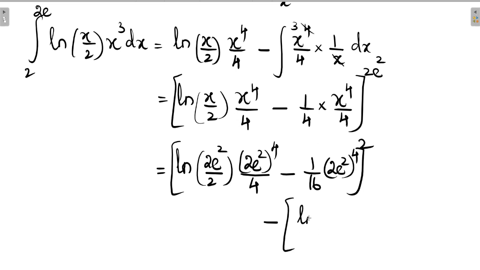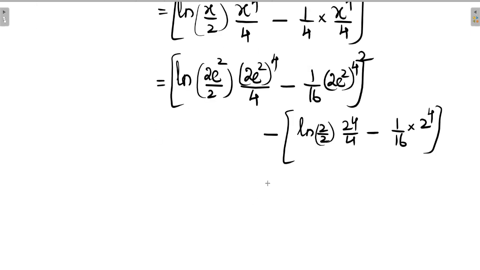So ln 2 by 2, 2 power 4 by 4 minus 1 by 16, 2 power 4. Here this term is going to be 0 because ln 1 value is 0. This term is going to be 0. Then minus of minus is positive. 2 power 4 is also 16, so 16 by 16. Let us simplify this.